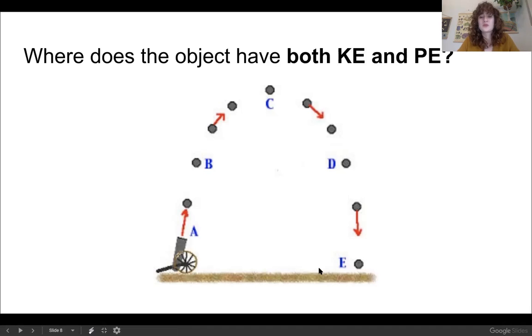Now, which points would it have both kinetic and potential energy? Well, basically all the other points. So A, it's above the ground, so it has potential energy, and it's moving. It just got shot out of a cannon, so it has kinetic energy. Same with B, same with D.